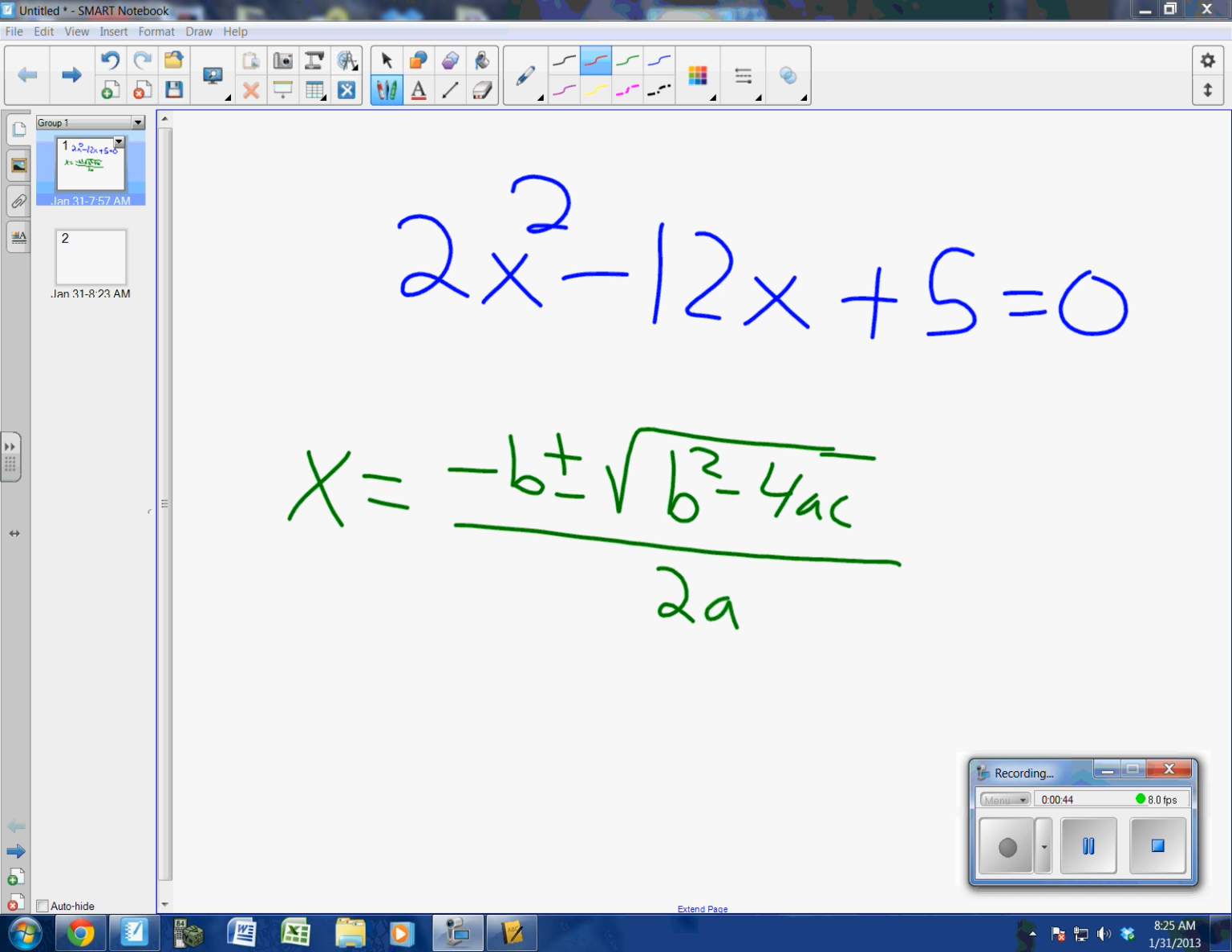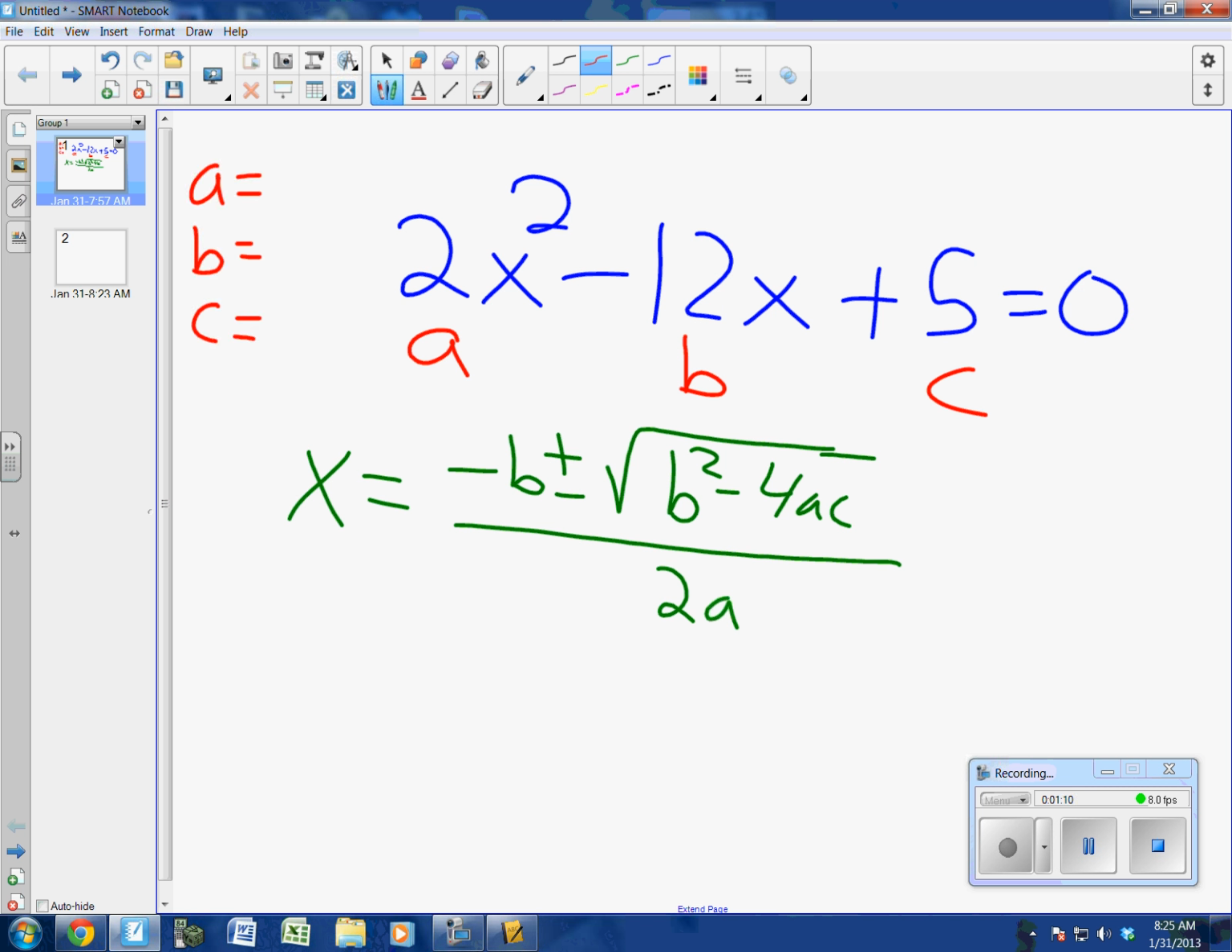All we have to do is identify what A, B, and C are. We already know, right? What's A? A is 2. That's A. A is the coefficient of x squared. What's B? Negative 12, right? It's the coefficient of x. And what is C? 5. It's a constant. I would suggest that when you solve these problems, you list A, B, and C right here, because sometimes when you leave them in this, you forget the negatives. And you got to remember that B is negative, okay?